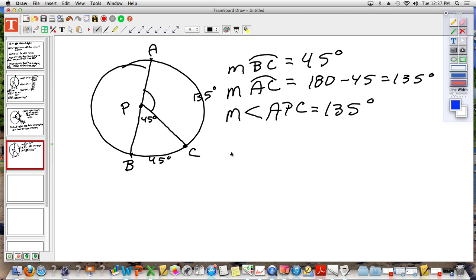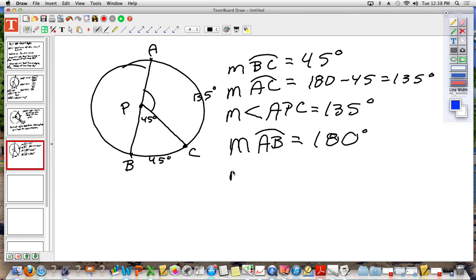All right, what about the measure of arc AB? A to B. Start at A, go to B. What is that called? A semicircle. It has exactly 180 degrees in it.